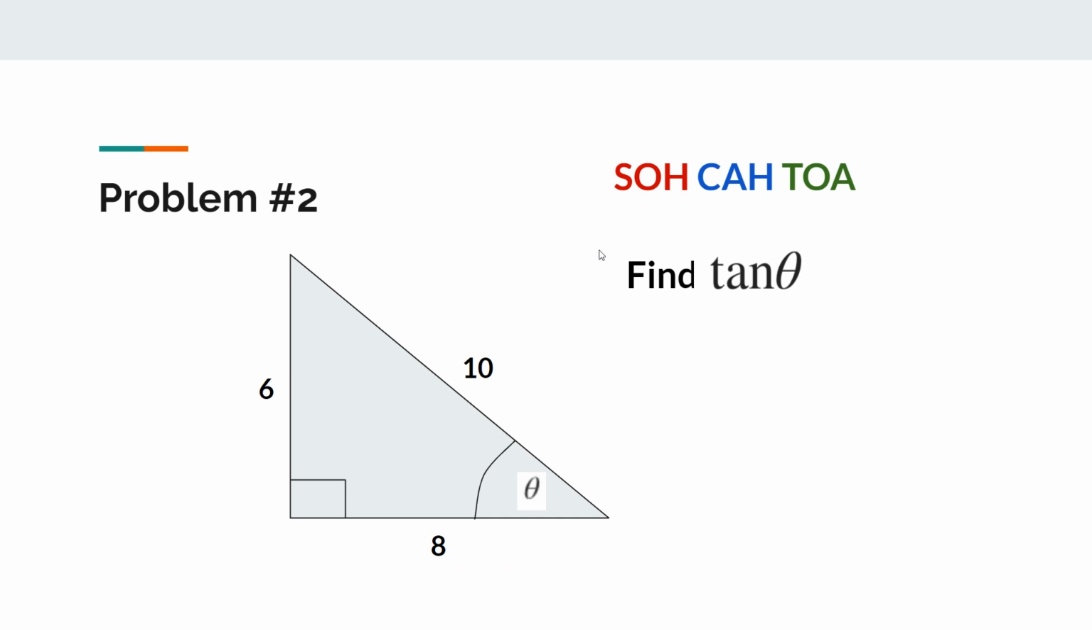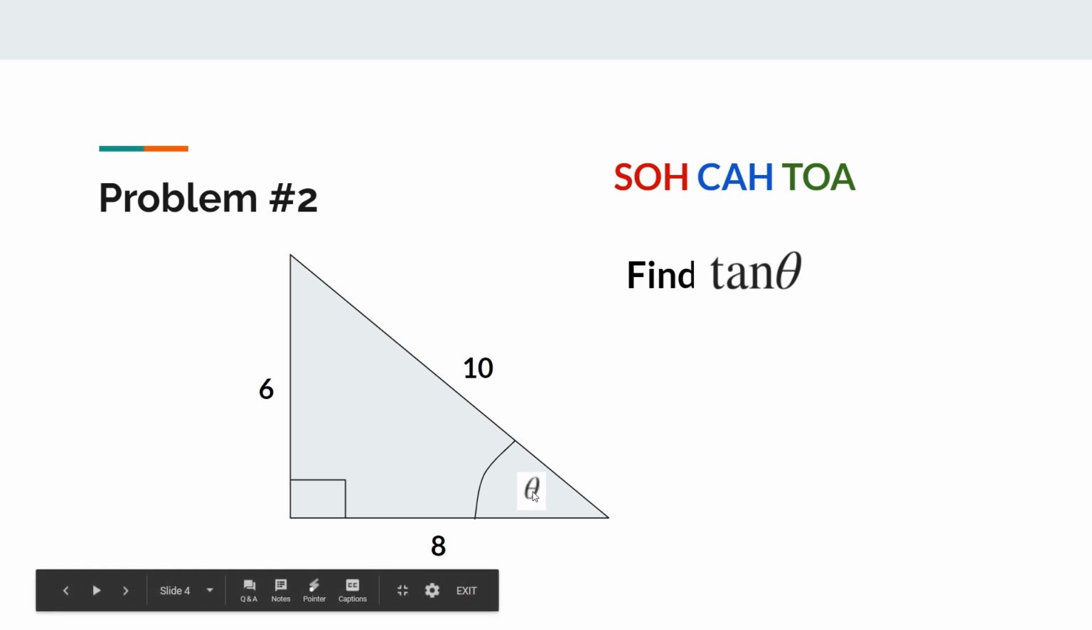In the second problem here, it's asking for us to find tangent of theta. So if we were to refer back to our mnemonic here, we know that tangent stands for T. So we will only be using this part of the mnemonic. So this part is telling us opposite to adjacent, and the opposite of theta is 6, and adjacent to it is 8. So that would be a 6 to 8 ratio, or 6 over 8.